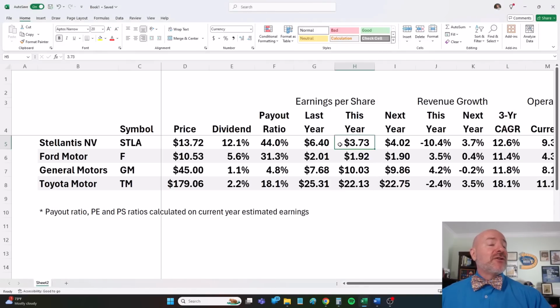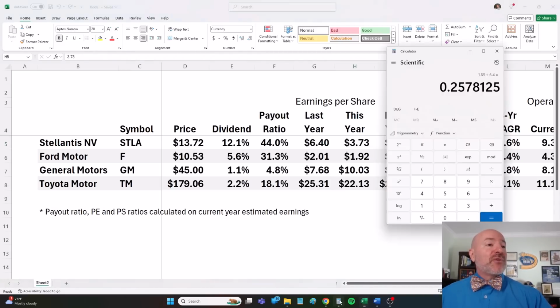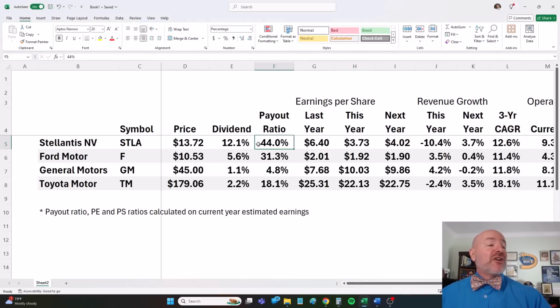This year, they're expected to report earnings of just $3.73, which obviously is something you want to investigate and research further. Why are they seeing this huge drop in earnings? Is it going to go into future years? What's the problem there? But if we take this $1.65 in dividends divided by 3.73, we get the 44% payout ratio, quite a bit less sustainable than what we would have with a 25% payout ratio.